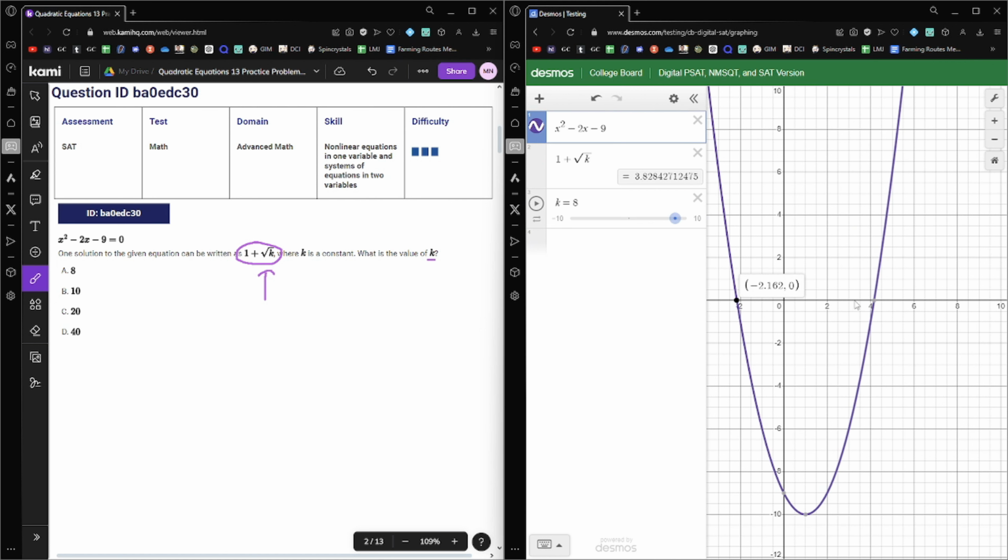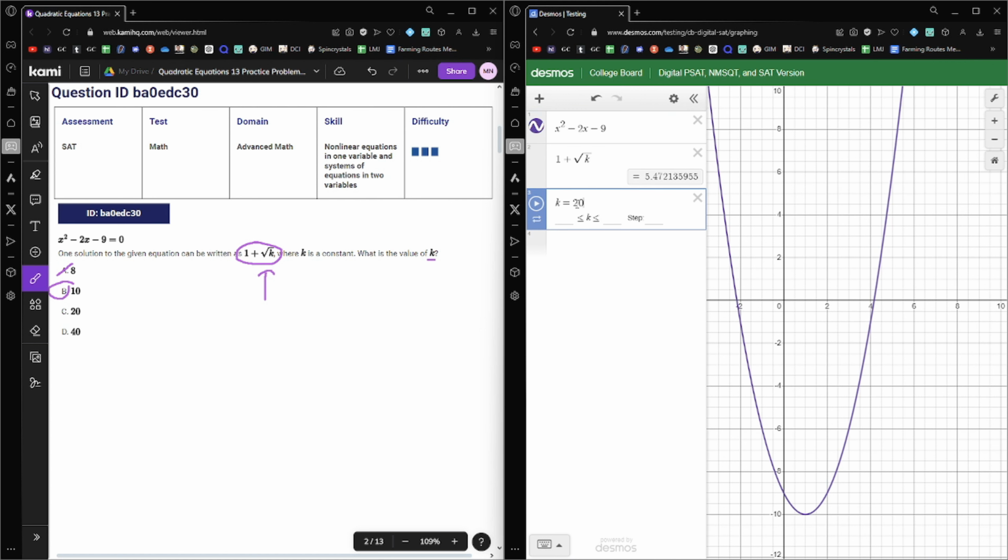3.828, does that match up with either of these? No, it does not. So A is not our answer. Let's make k equal to 10. 4.162, does that match up with either of these? It does. That means our answer will be B, because this number right here matches up with one of our solutions. Just for funsies, I'm gonna go through the rest.